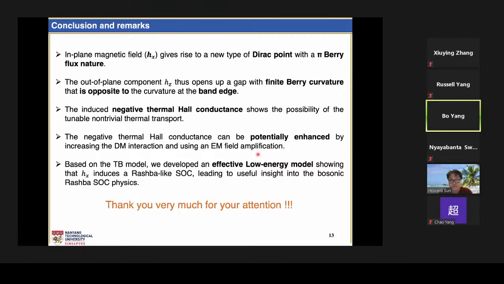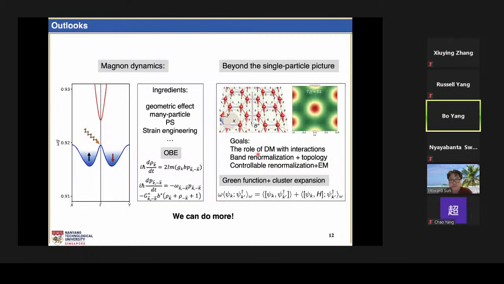A quick comment: maybe Arpit, you can talk, because the three ingredients I mentioned about Arpit's work on spin injection current, we all have here in this magnon system, right? It's bosonic. Yeah, right. Maybe something interesting can happen. Yeah, the method could be the same.